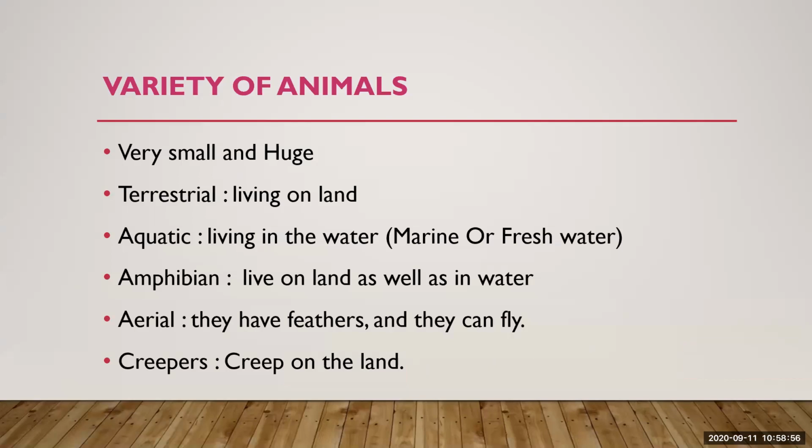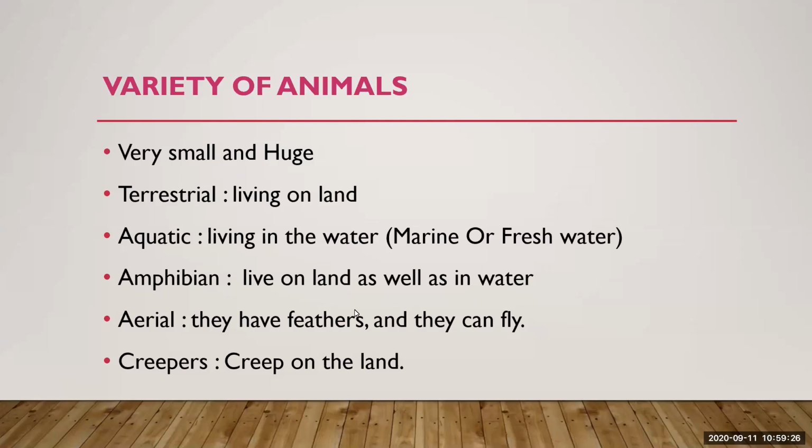Then see, I told you about the variety of animals present around the world. There are very small animals, and huge animals are also present there. Some are terrestrial, meaning living on the land. Some are aquatic, living in the water, like marine water or fresh water. Some are amphibians, meaning they live on the land as well as in water. Some have feathers, they can fly. Some are creepers and they can creep on the land. These are the variety of animals there are.